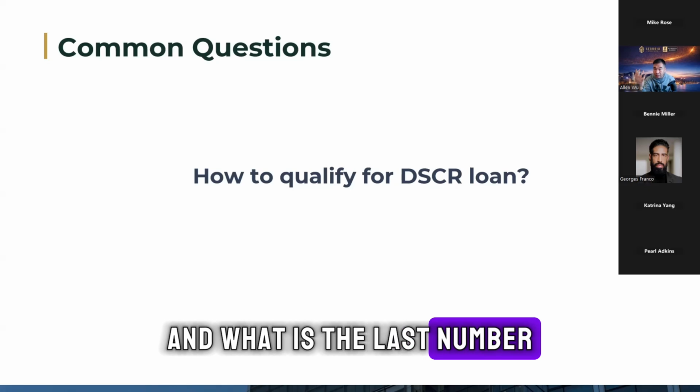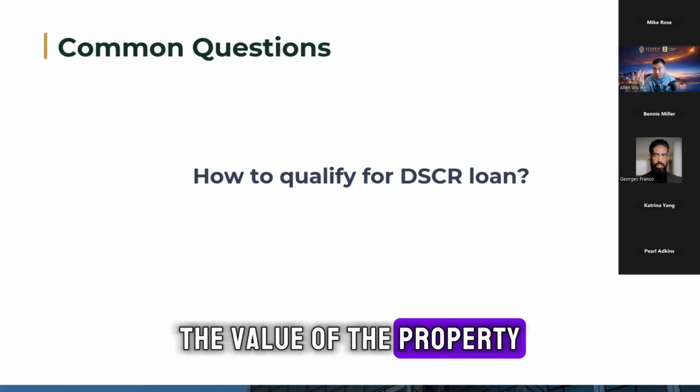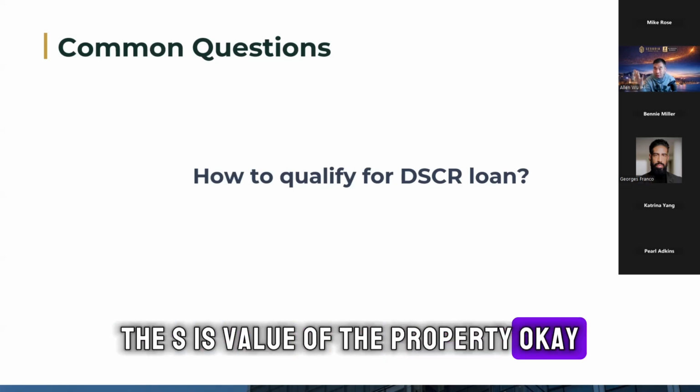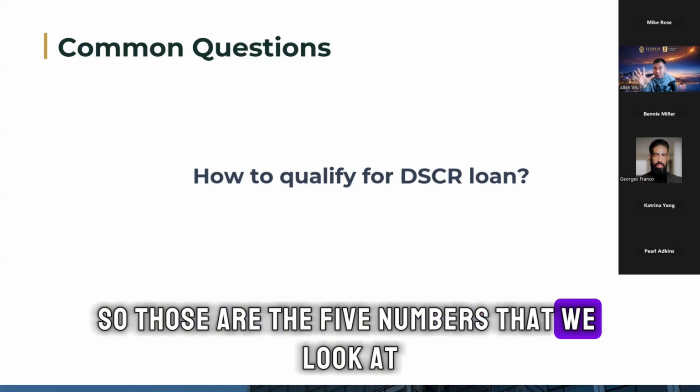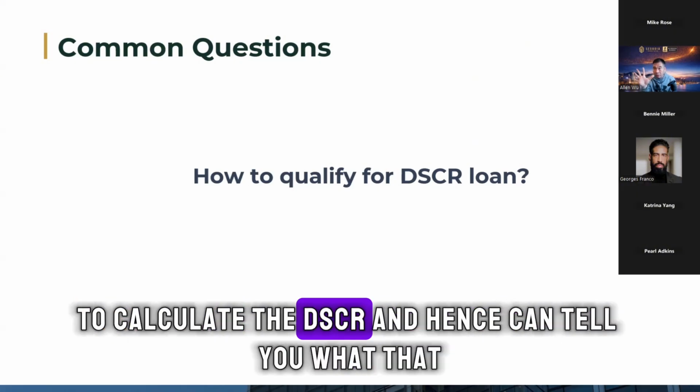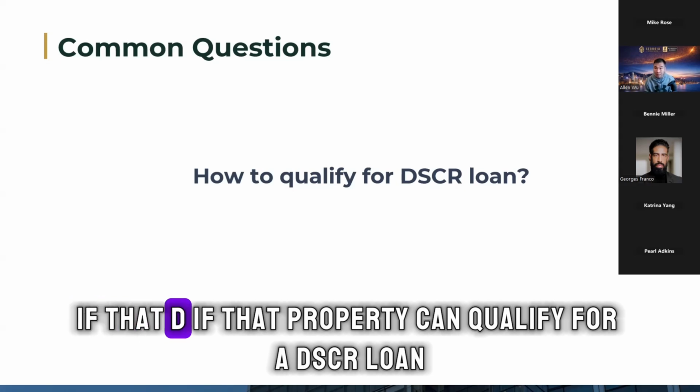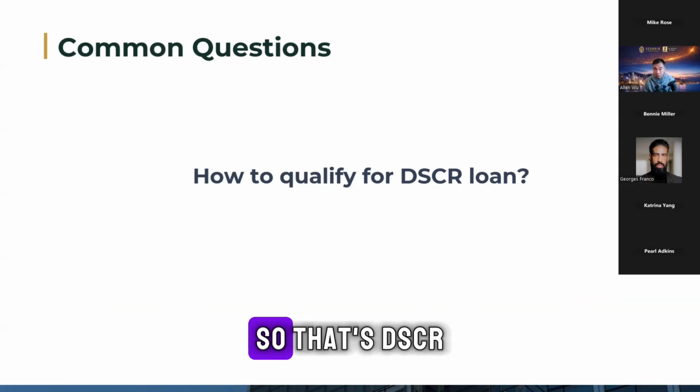And what is the last number? The value of the property. Okay, so those are the five numbers that we look at to calculate the DSCR and hence can tell you if that property can qualify for a DSCR loan. So that's DSCR.